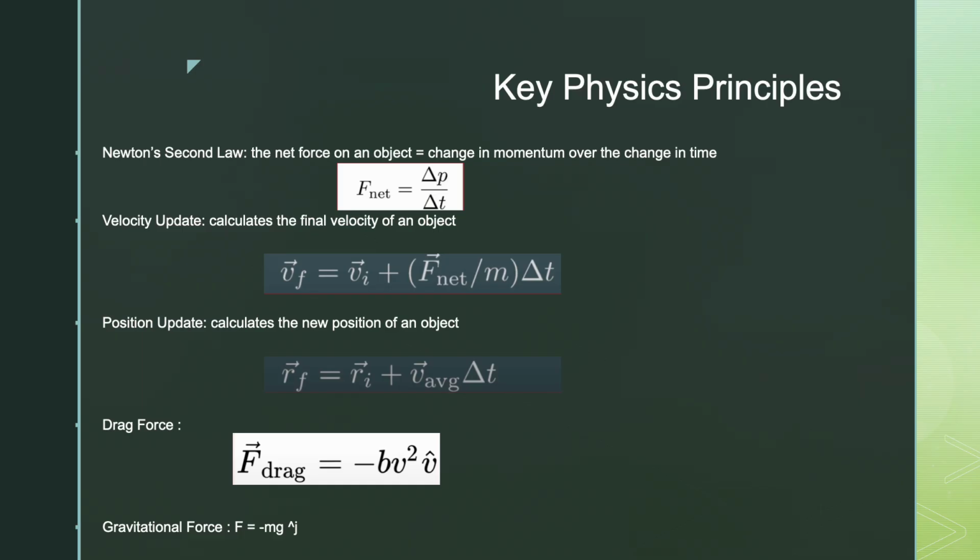Here are some of the key physics principles used, and it includes Newton's second law, which is the net force on an object equals the change in momentum over the change in time, the updated velocity formula, which calculates the final velocity of an object, the position update formula, which calculates the new position of an object, the drag force formula, as well as the gravitational force.